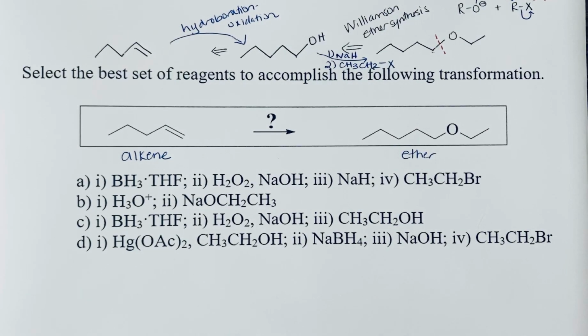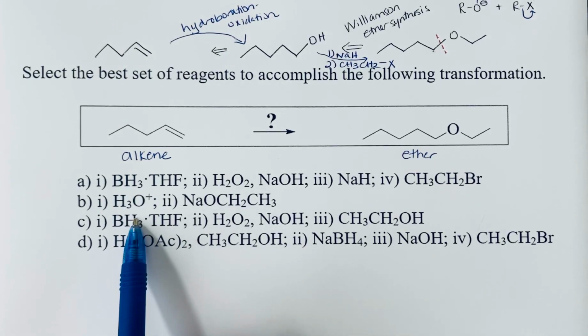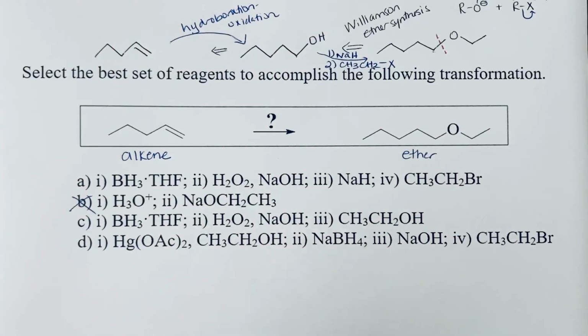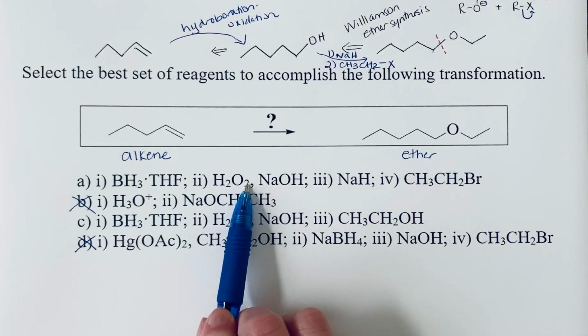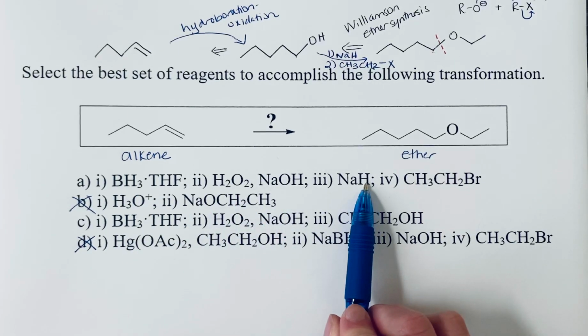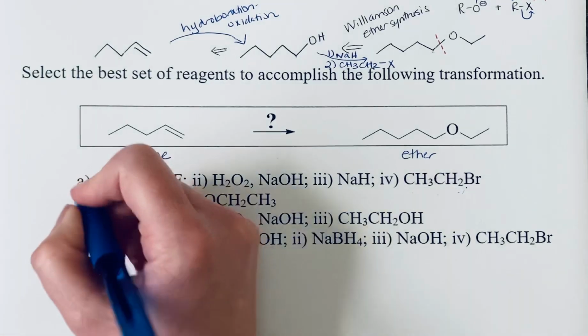And so if we look at the options that we have, we see 2 that start with the hydroboration oxidation. So those are the ones we should look at. We'll cross out the other 2. So we see hydroboration. So there's the hydroboration step. There's the oxidation step. And then we see sodium hydride and we see ethyl bromide. So that will be the option that we want to take.